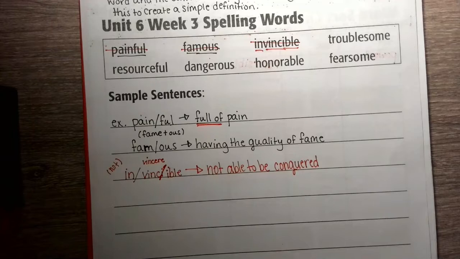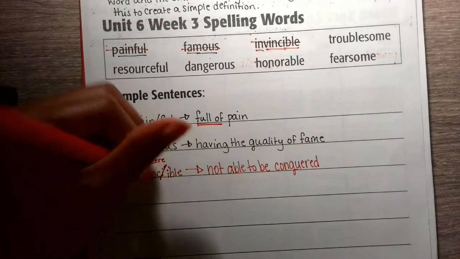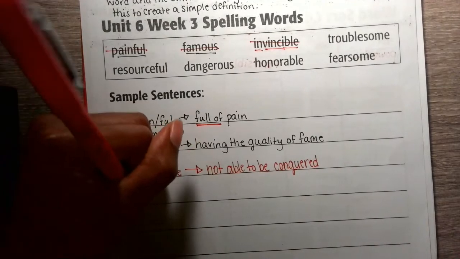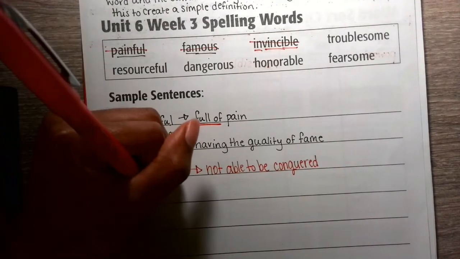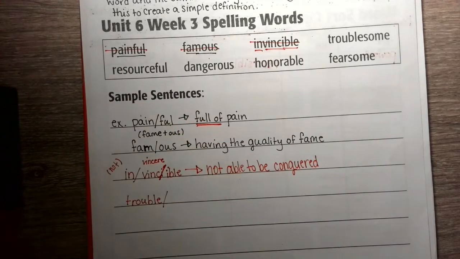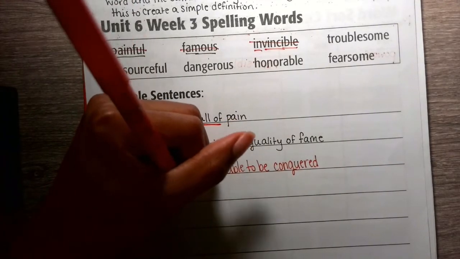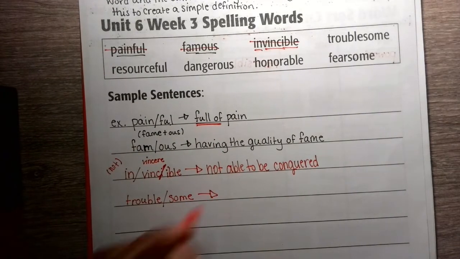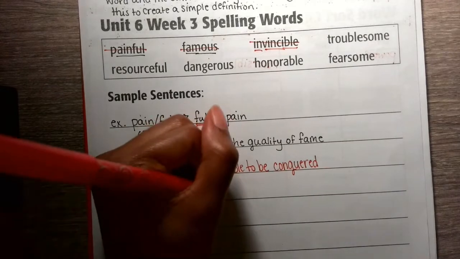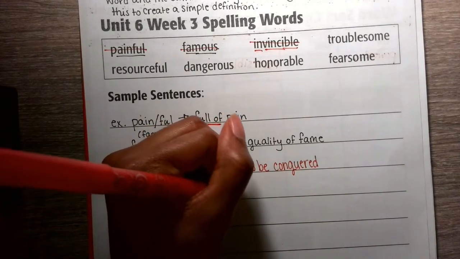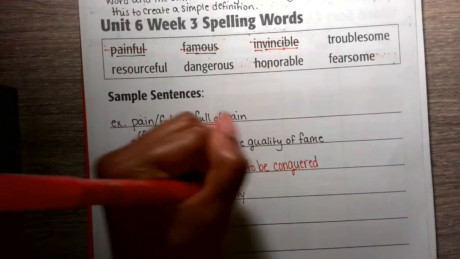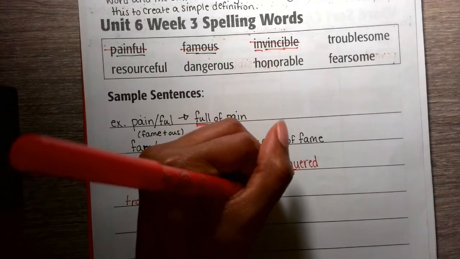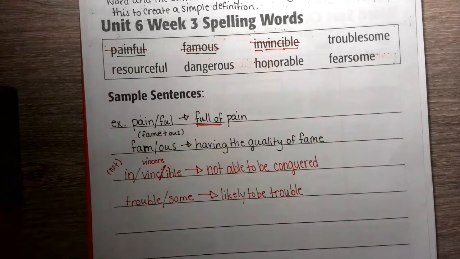Let's go and do troublesome. Troublesome. So we have the base word trouble, and then we have the suffix -some. So some means likely or able to be. Likely to be trouble.